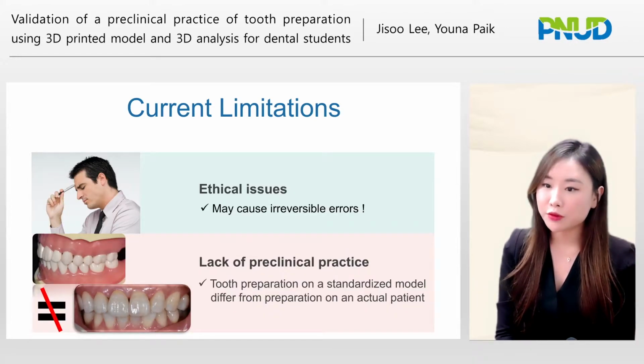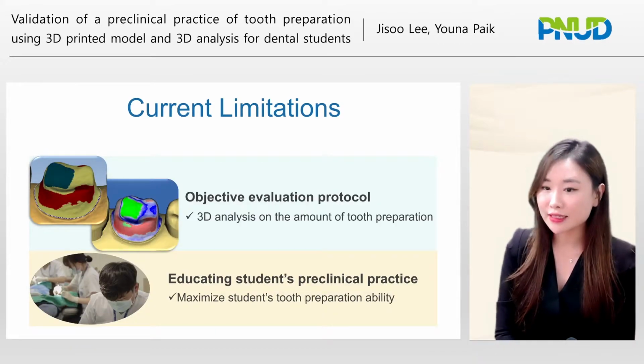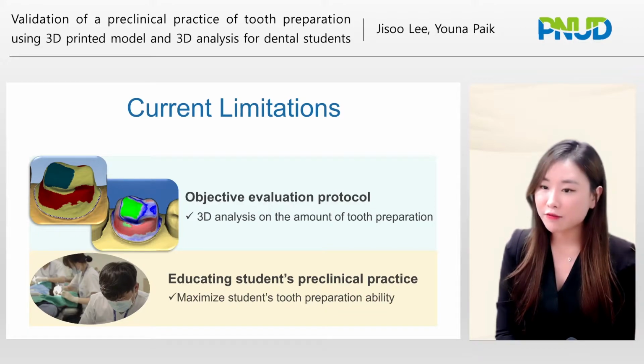As I mentioned before, ethical issues remain in student clinical practice. It may cause irreversible errors. Also, as students only practice on a standardized model, it cannot be seen that the students are getting enough practice. Secondly, the student evaluation protocol is far from statistical analysis. Therefore, developing and validating an objective evaluation protocol is needed. Moreover, we have to find an effective way of educating students.